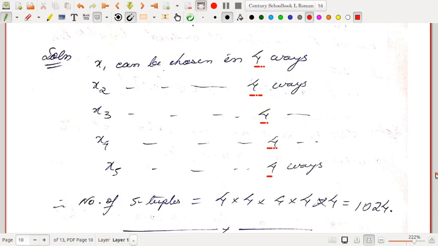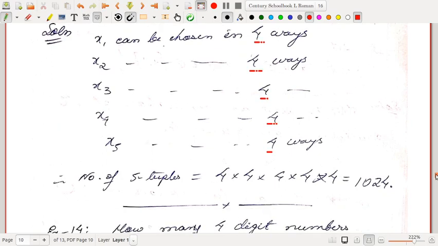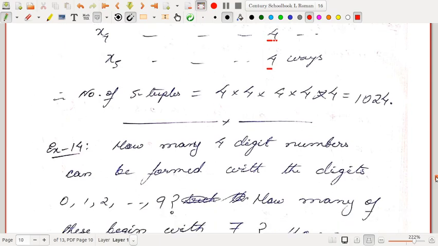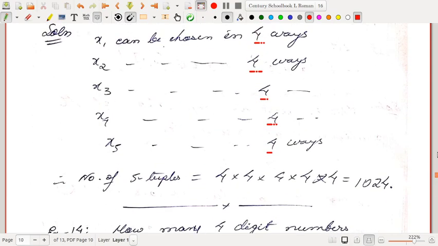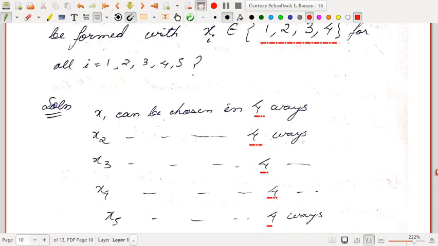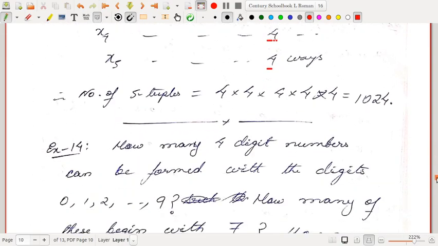So there can be repetition. We have not mentioned anything about repetition, so repetition is allowed. So we may have 5 tuples with all entries equal to 2. That is also counted here, right?